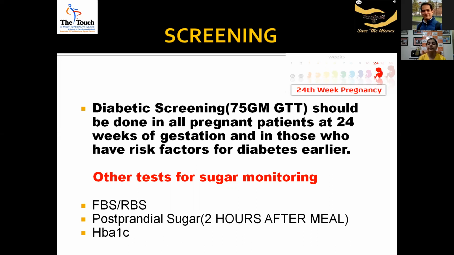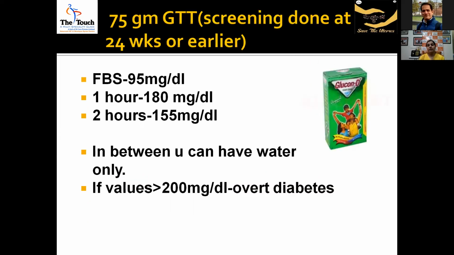There's something known as GCT, glucose challenge test, in which you take your normal breakfast and 1 hour after the breakfast the blood sugar level is done. But GTT is definitely more specific. In case you have any high risk factor, then GTT has to be done on the first visit or as early as possible, when your doctor thinks it's appropriate. Then we do not wait till 24 weeks.